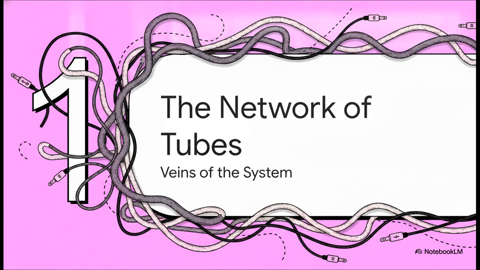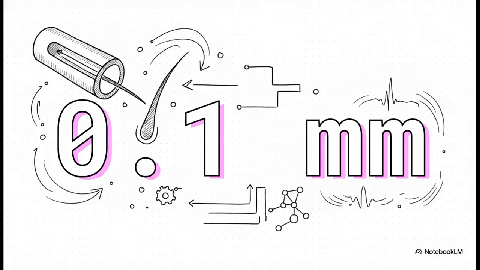Section 1. The network of tubes, the veins of the system. To really appreciate the physical environment connecting these modular parts, we first have to wrap our heads around the microscale we're dealing with. The interconnected transfer tubing between the various components of the HPLC system has a remarkably tiny internal diameter. We're talking just 0.1 millimeters. That is incredibly fine, literally about the thickness of a human hair. Moving liquids through a tube that narrow is absolutely no small feat, and it really sets the stage for the intense physical forces at play inside the machine.